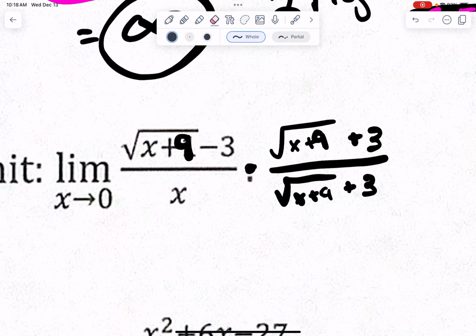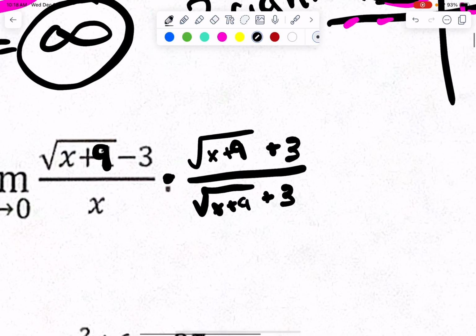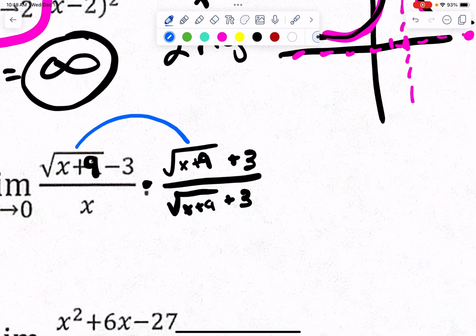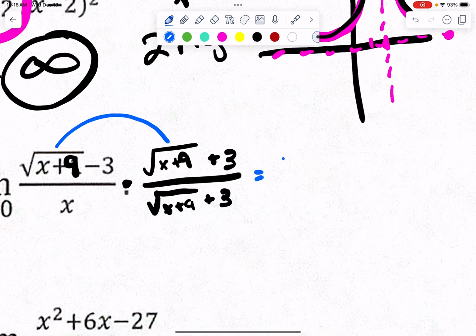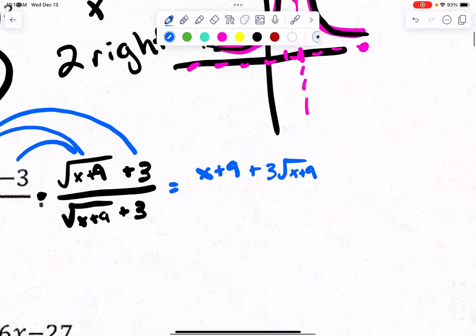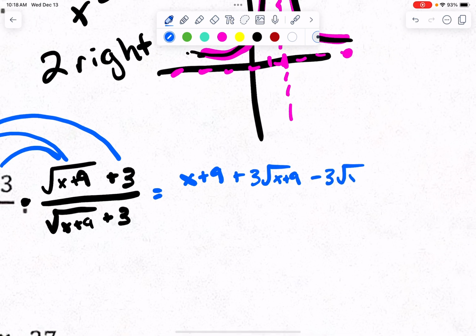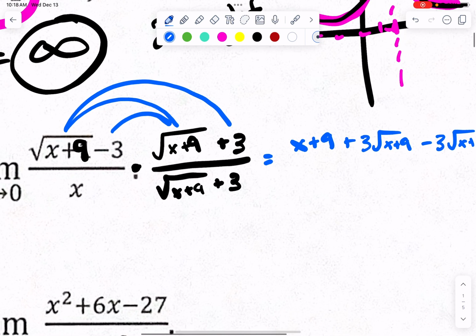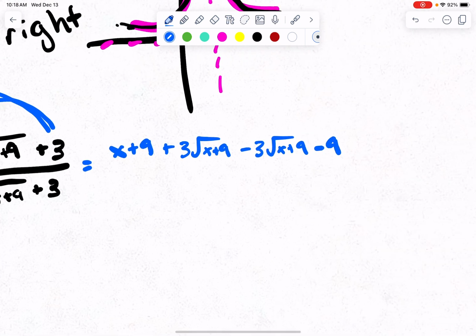So that's how that works out, okay? So if we multiply on the top, the square root of this guy times the square root of that guy just leaves us with x plus 9, like it falls out of the square root. Then if I multiply this guy by the 3, I have 3 square roots of x plus 9. Then if I multiply my inside pieces, I have minus 3 square roots of x plus 9. And then if I take negative 3 times positive 3, I get minus 9. Okay, so that's all my stuff on the top.